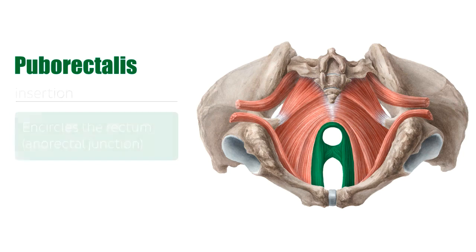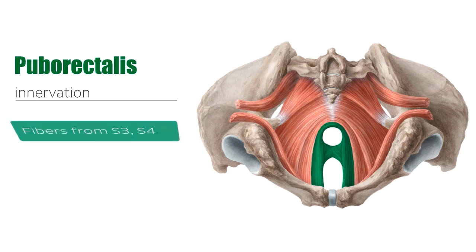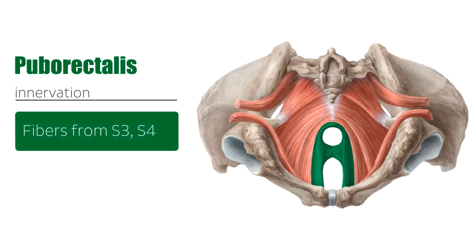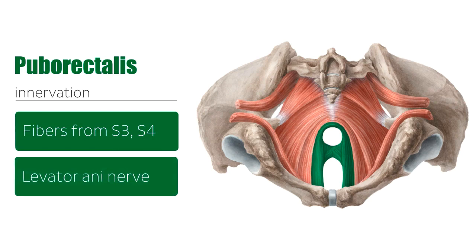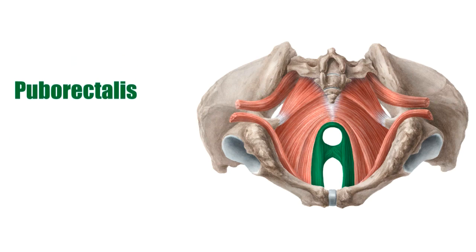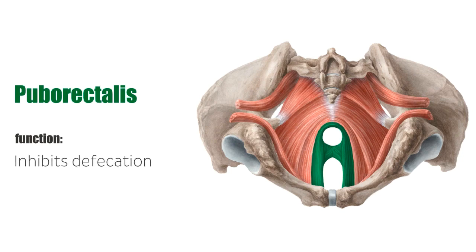In terms of the innervation of the puborectalis, it is going to be supplied by different fibers from S3 to S4, and also the levator ani nerve. We're going to move on and talk about the different functions associated to the puborectalis. And the main function that we need to remember every time we talk about the puborectalis is that this muscle is going to be able to inhibit defecation. So relaxation will be increasing the angle between the rectum and anus, allowing then defecation in conjunction with relaxation of the internal and external sphincters.